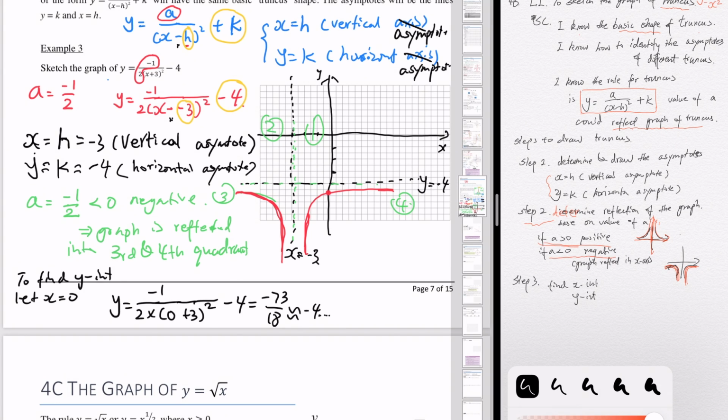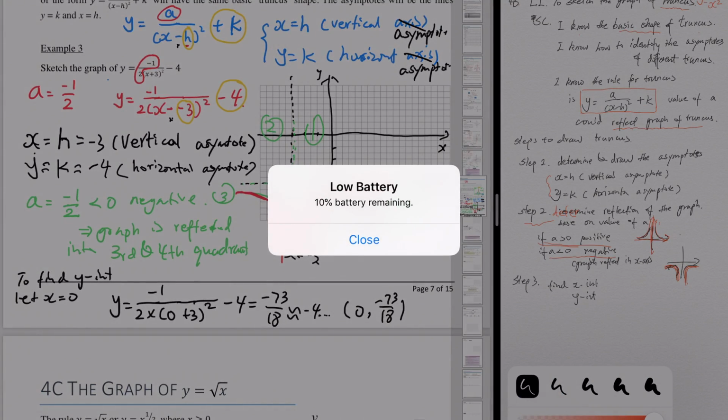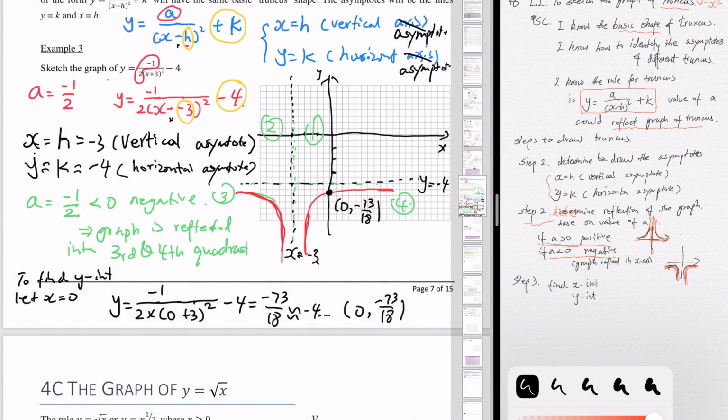Alright, so now so that you can label, and now I know my y-intercept will be x is equal to 0, y is equal to -73/18. Okay, and then now you can label this y-intercept, and it will be (0, -73/18). Right, and then so you have finished this truncus.